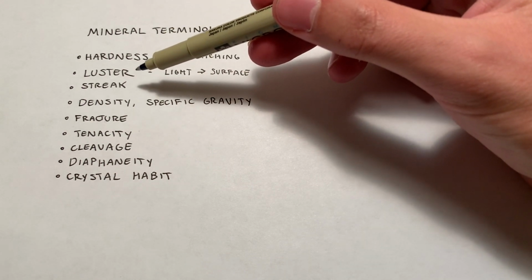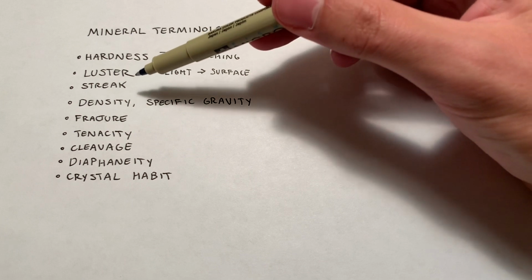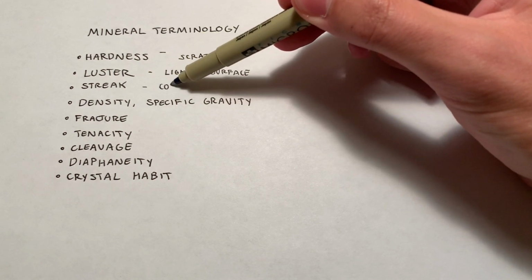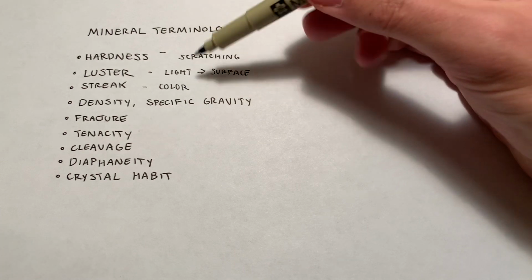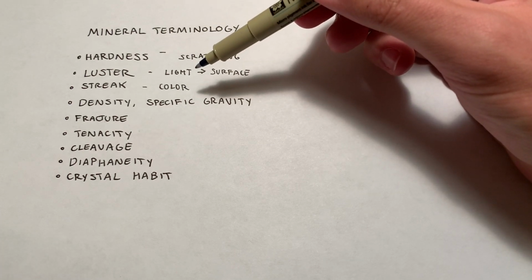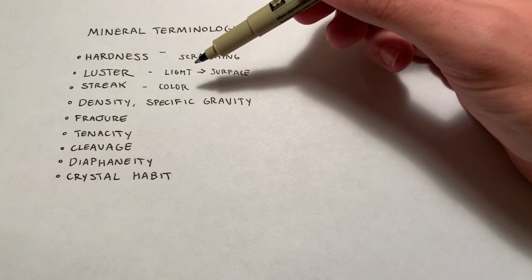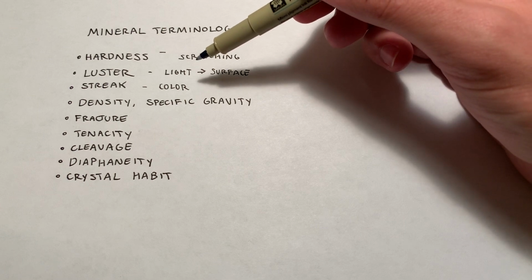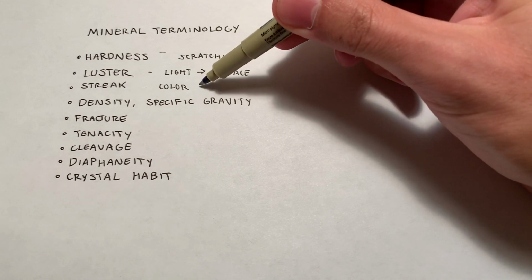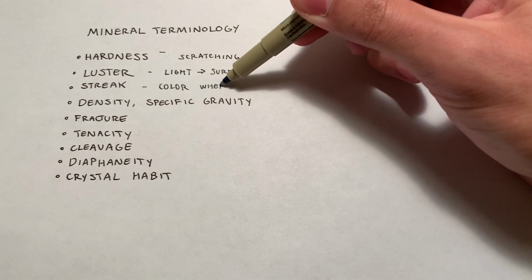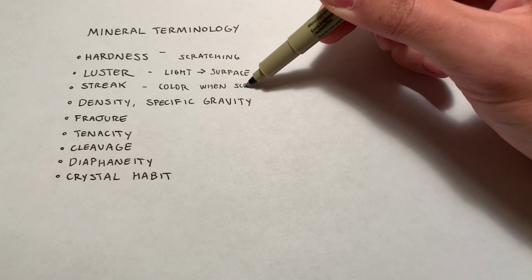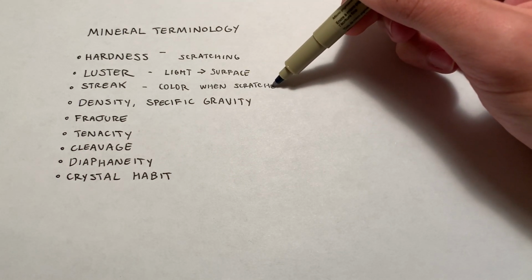Streak. We have streak plates to test this on minerals, and streak is the color, but not just the color. The color of a mineral is pretty trivial because so many of them can have different impurities and inclusions where any given mineral can be a huge number of different colors, right? The classic example of that is quartz. You've got amethyst, citrine, smoky quartz, milky quartz, and it's all chemically the same thing, quartz. But streak is the color when it is scratched or rubbed on a plate.